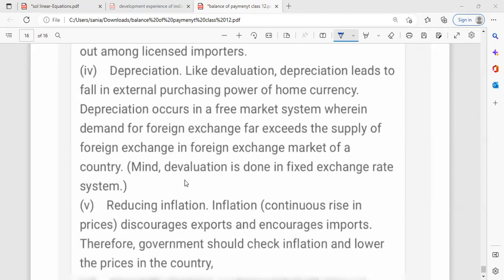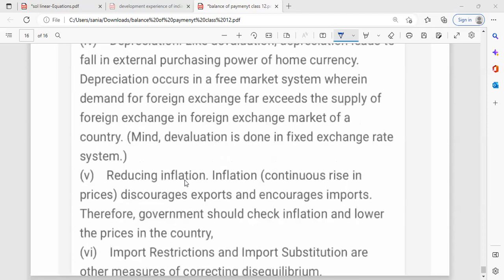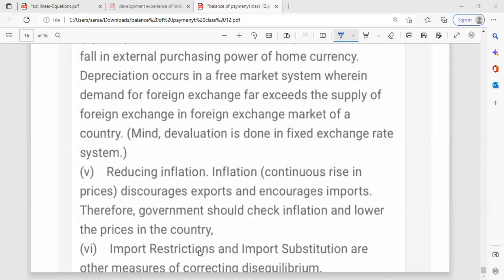Then reducing inflation. If in your country you already have high prices, then everybody will purchase things from outside. But if you reduce the prices, then everybody will purchase from your country. Then import restrictions, like there should be some restriction that you cannot import certain things. Whatever things your country is producing, you will put a restriction that these are the things you will not import, these are the things you will only purchase from your own country. Clear?